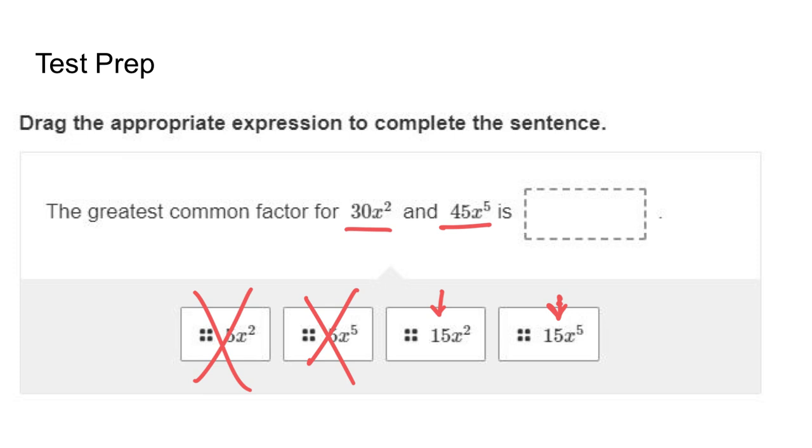And so then we have to look at our x's to decide how many of those would go. I have x squared and x to the fifth. You have to have the number that is common in both. So if you have an x squared and an x to the fifth, the most they both could have is the x squared, which would be this one. So 15x squared is the GCF for that.